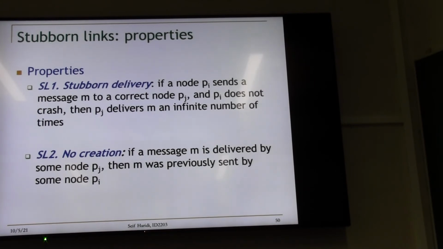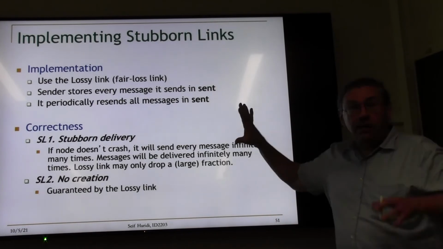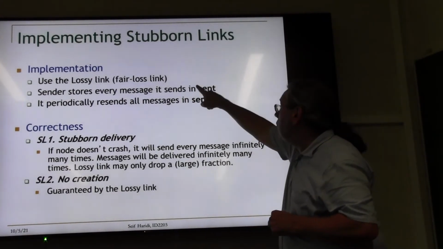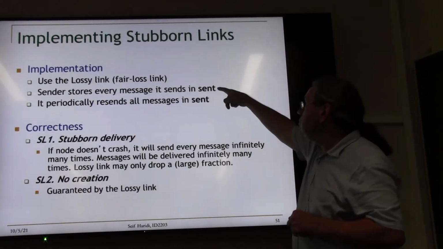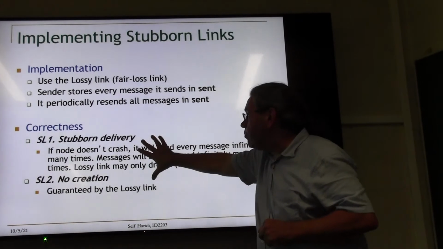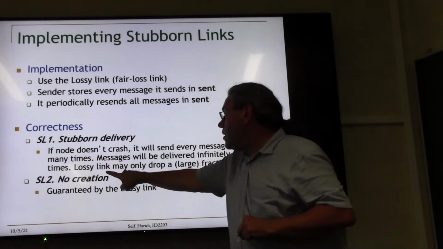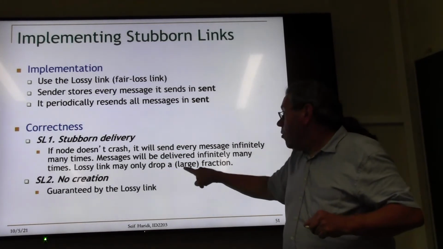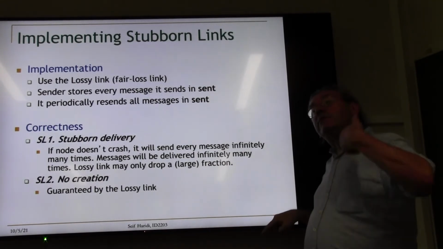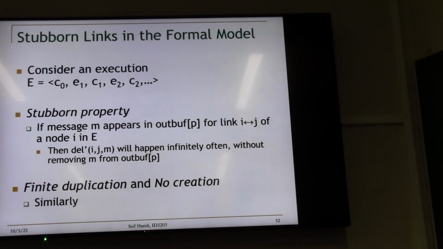So again, there's safety and liveness in there. So we're going to implement it. I'll explain and then I'll show you the code, and that will be the first code we see. I'm going to use fair loss links. The sender will have a local set of messages called sent. It will store a message as sent and will periodically resend the messages in sent. And with this code, we can actually prove that the two properties hold. Messages will be delivered infinitely many times. The lossy link can drop messages, but not an infinite number. It can drop a large fraction of them. But if an infinite number are sent, there will be an infinite number arriving at the other side because of the fair loss property. Okay?